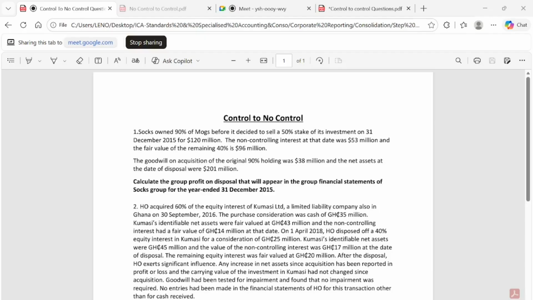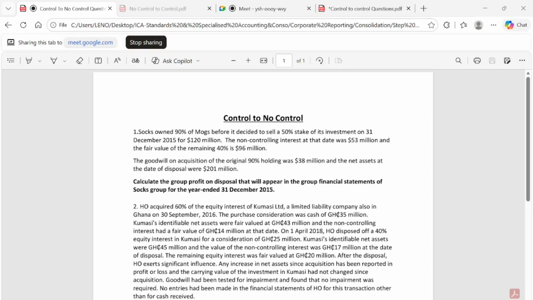So here, what can you say? Sox is the parent that owns 90% of Mox, and they decided to sell 50% of Mox. How much would be left? 40%. Now, this 40% investment, where can you classify it? This is an associate. So when you remove 50% from 90%, you become an associate automatically. How much did they sell it for? They sold it at 120 million. It's simple. This is the proceeds.